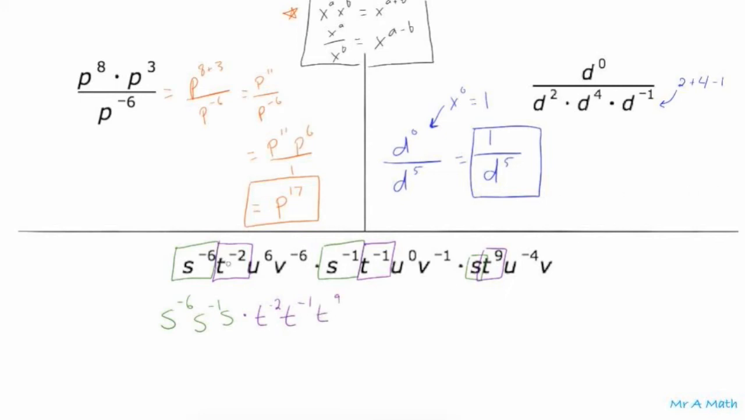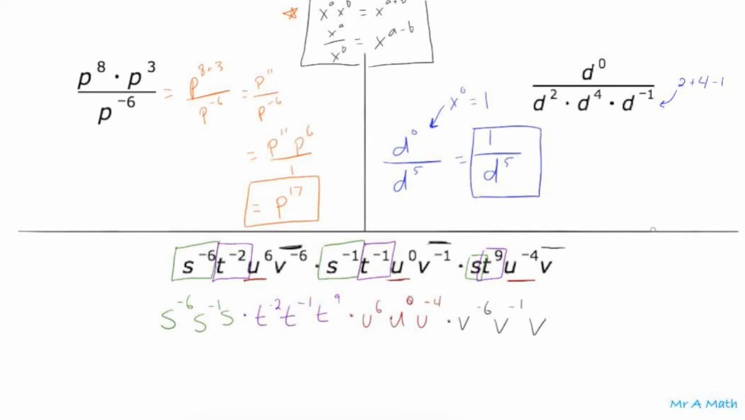Alright, keep going. Do the same thing for the u's. My u's are all right here, so I can multiply this by u to the 6th times u to the 0 times u to the negative 4. And then lastly, we'll do this one in black. I have v to the negative 6, v to the negative 1, and v. So I can multiply this by v to the negative 6, v to the negative 1, and v.